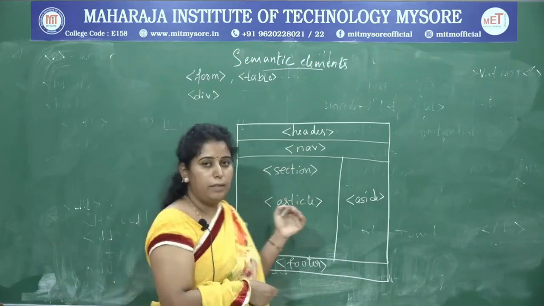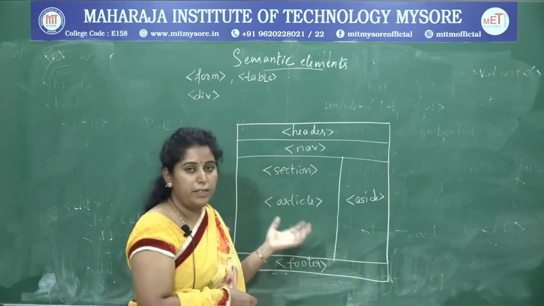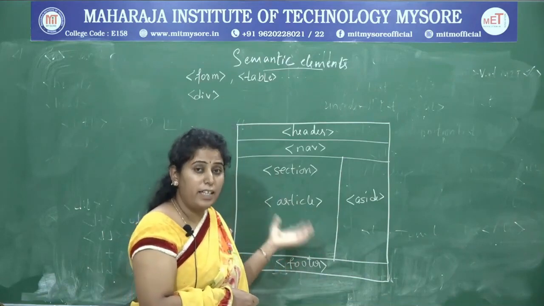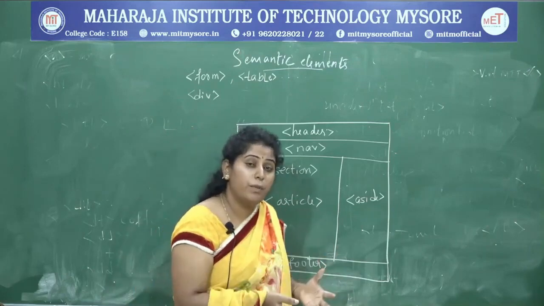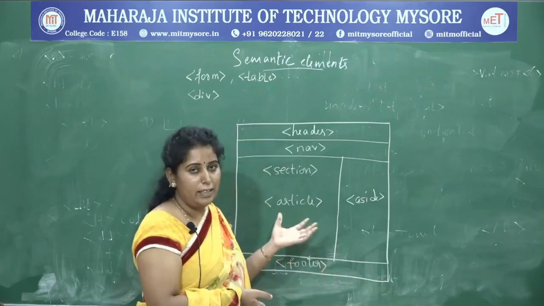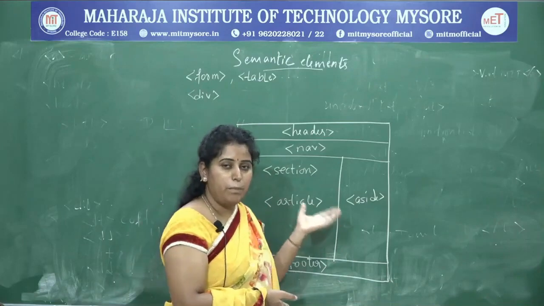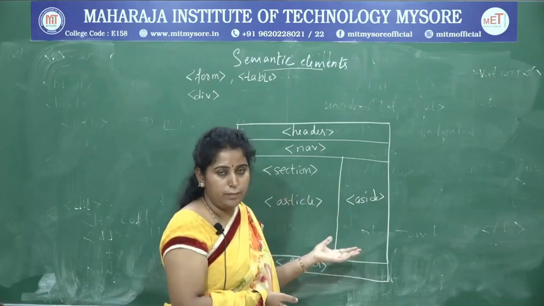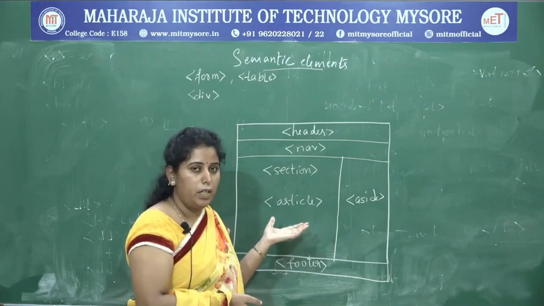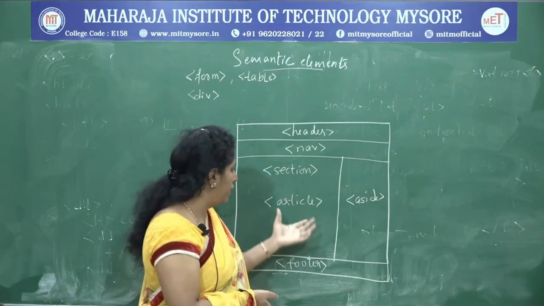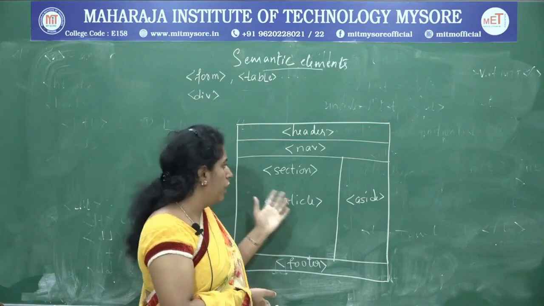Article. Article means it is a self-containment content. It is independent content. You are providing some detailed information about an article. For example, you can take an example, newspaper article, blog. That is an example of an article. So these things can be given inside an article tag.